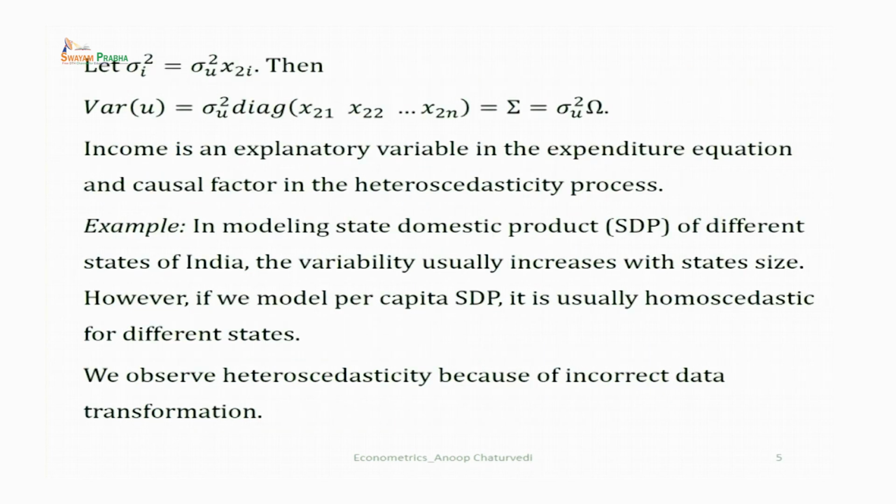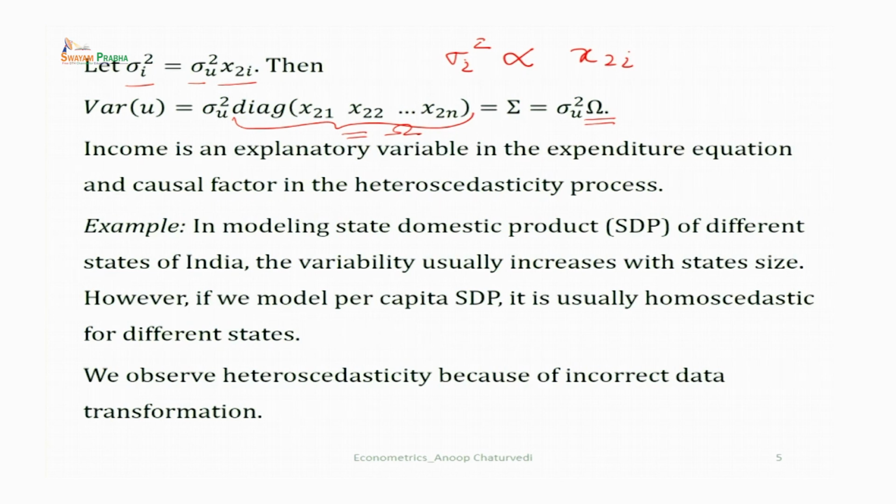So, you can say that sigma square i is equal to sigma square u into x2i, that is, variation is proportional to the income. In this case the variance covariance matrix of u is sigma square u into diagonal x21, x22, so on x2n, which is equal to capital sigma, or sigma square u omega. Omega is this diagonal matrix.